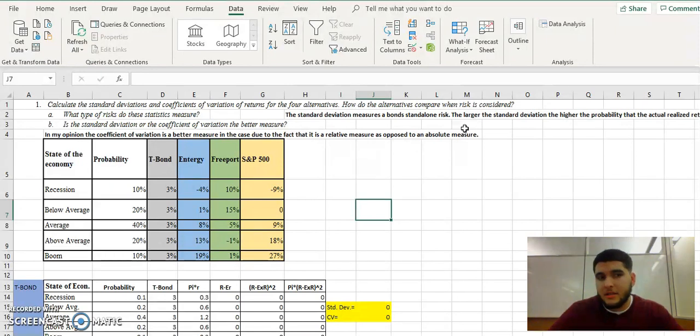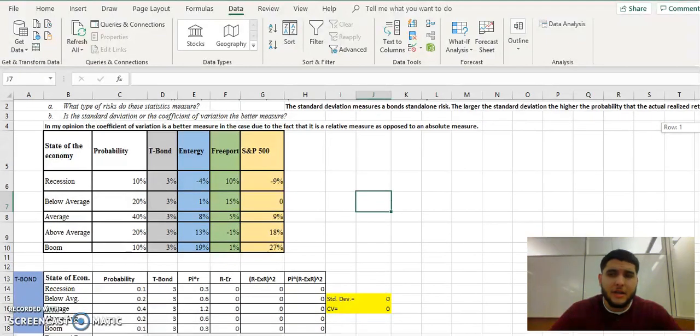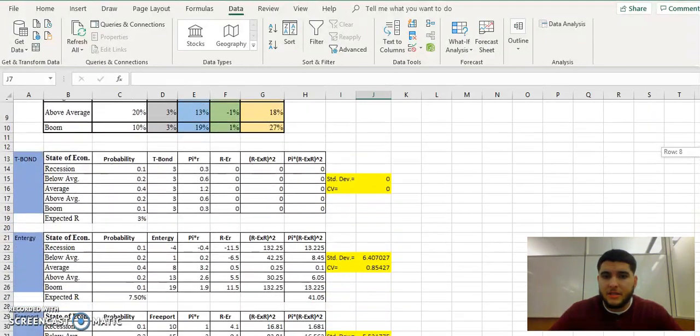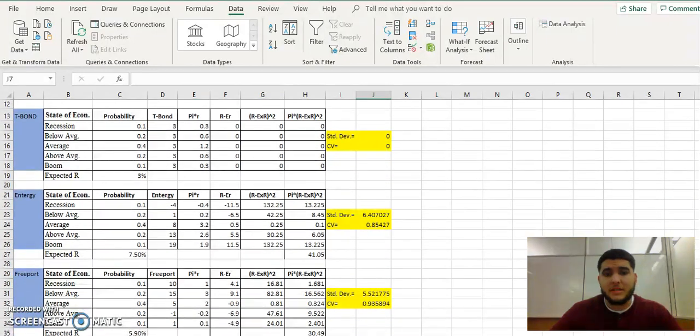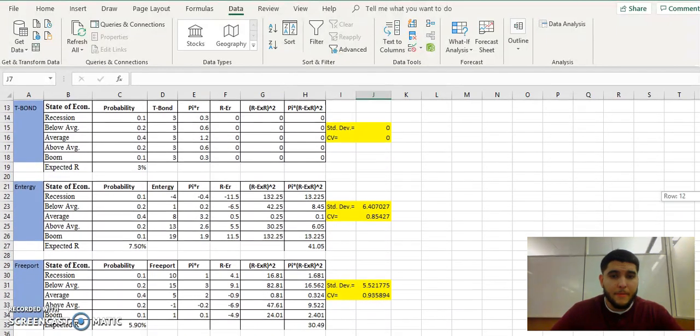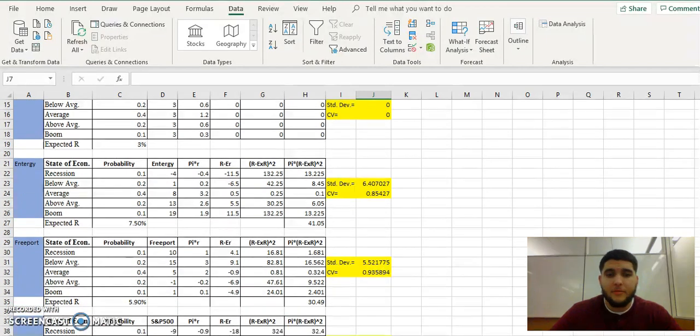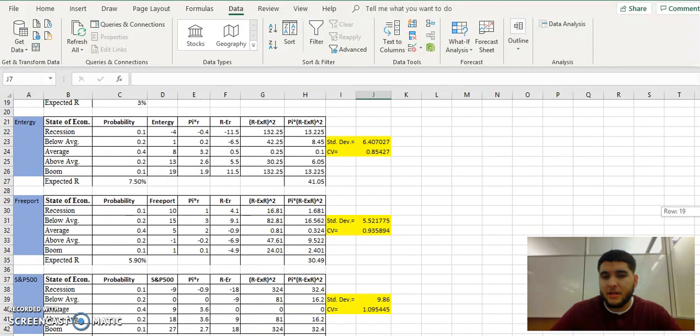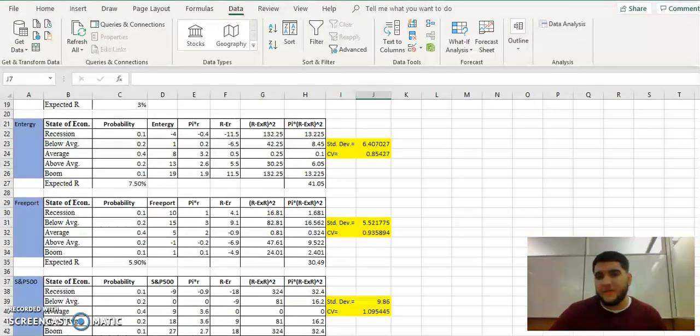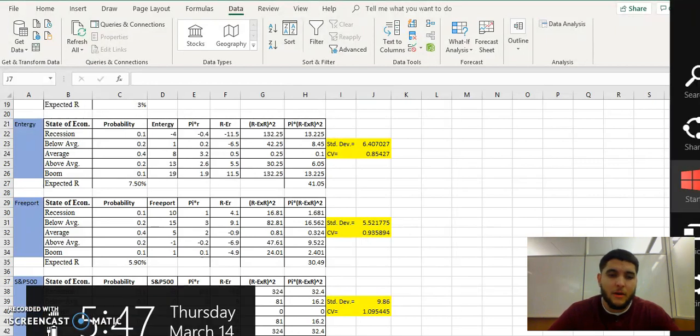In my opinion, the coefficient of variation is a better measure in this case due to the fact that it is a relative measure as opposed to an absolute measure, and it also takes into consideration expected returns. The lowest standard deviation that we got was for Freeport at 5.52%. Like we stated earlier, the lower the standard deviation, the better it is for us. The higher the standard deviation is, the more unlikely we are to get the expected return that we want.